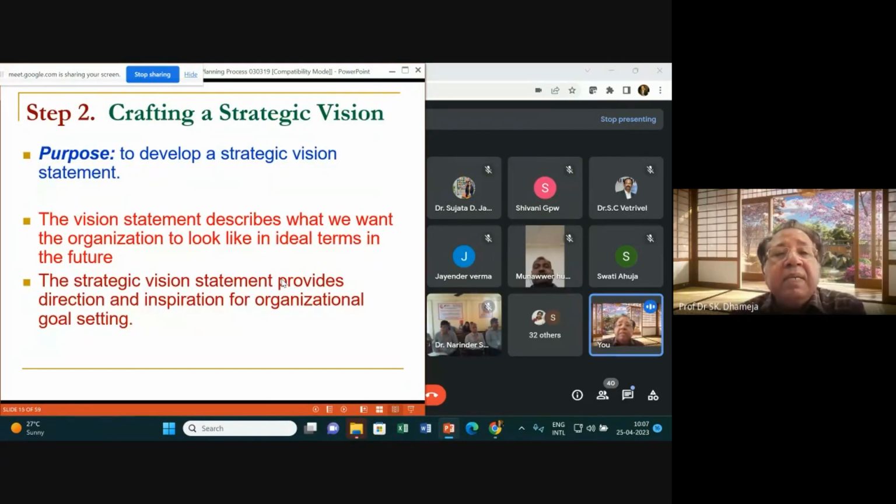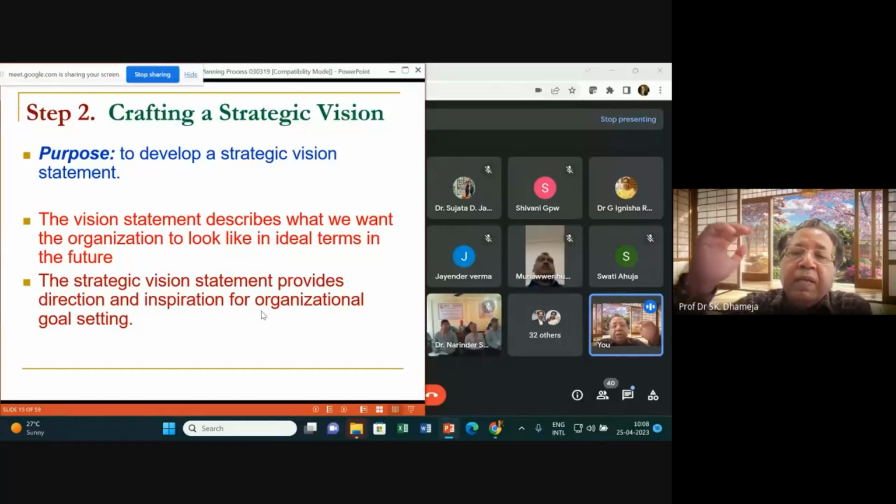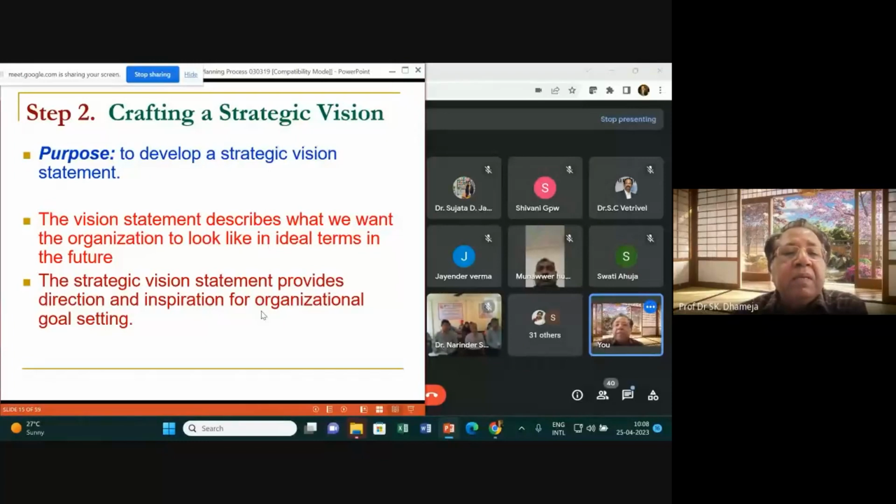Okay. The second step, or the second C, is crafting a strategic vision. The purpose is to develop a strategic vision statement. The vision statement describes what we want the organization to look like in ideal terms in the future. In the next 5, 6, 7, 10 years, where you want your polytechnic or your engineering college to be. What do you foresee, basically? The strategic vision statement provides the direction and inspiration for an organization's goal setting.